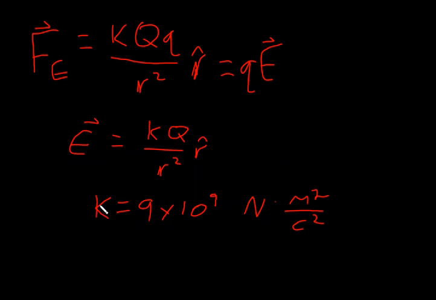As you can see, this number is way bigger than capital G. The electric force is way, way, way stronger. This is 10 to the 9th. Capital G was on the order of magnitude 10 to the negative 11th. That just shows that the electric force is a lot stronger than the gravitational force. That's why it will really matter on a quantum level, and we'll see that.